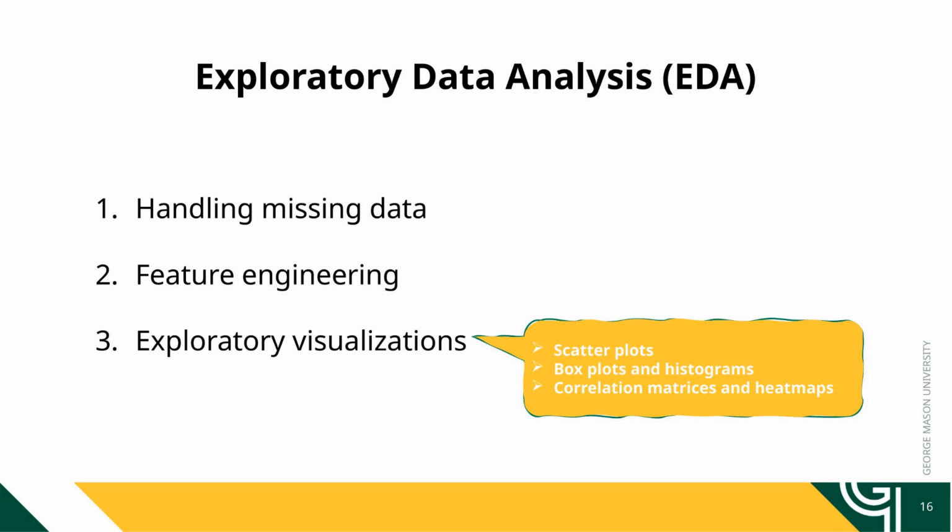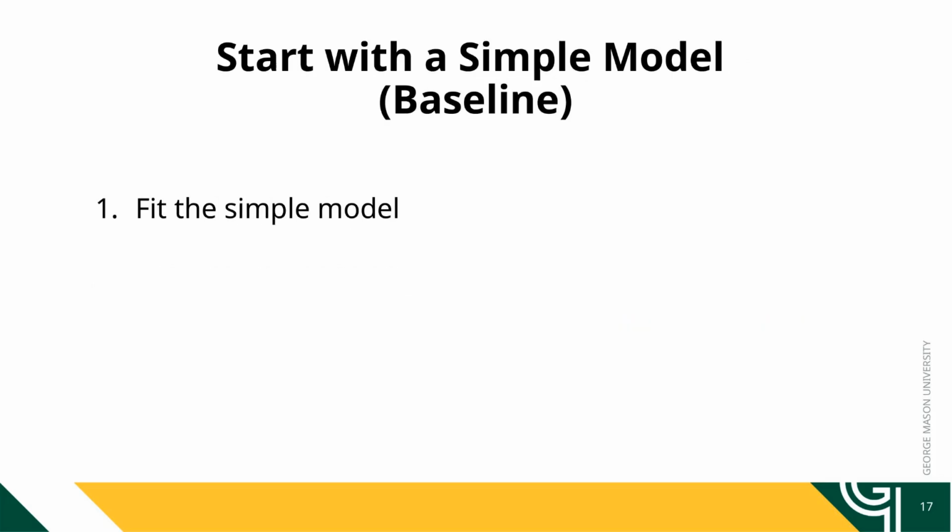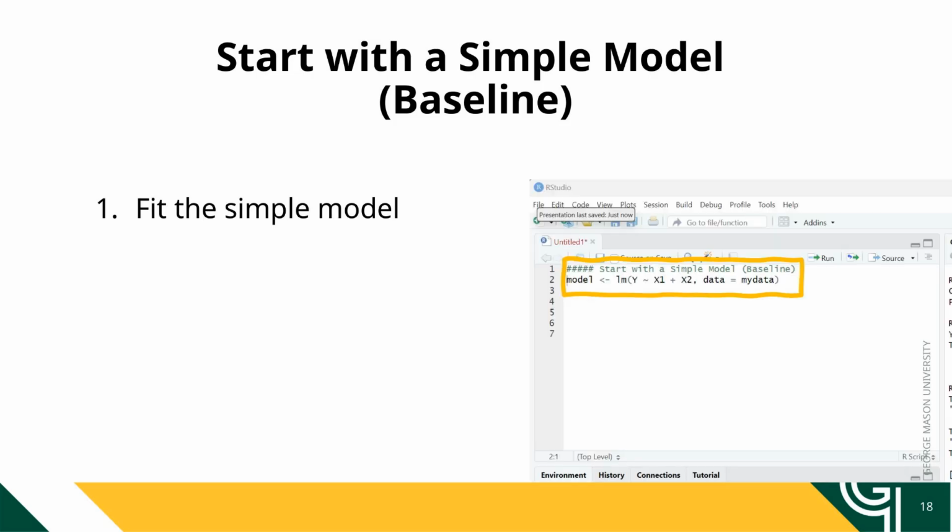In this step, ask yourself that, are there any outliers that could distort the model? What is the relationship between the predictors and the outcome? Are the variables normally distributed or do they need transformation, like log, square root? The simplest model should serve as your baseline for comparison. Often, this is a linear regression model without any interactions or transformations. Fit the simple model using a formula like this.